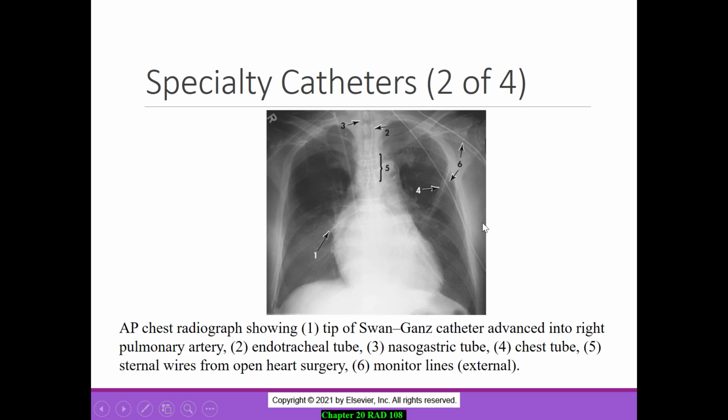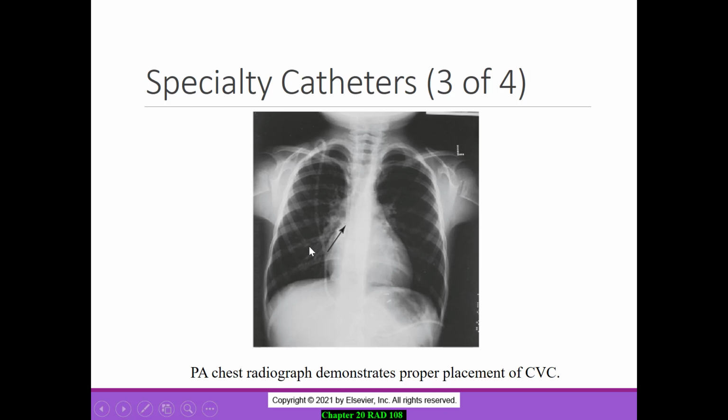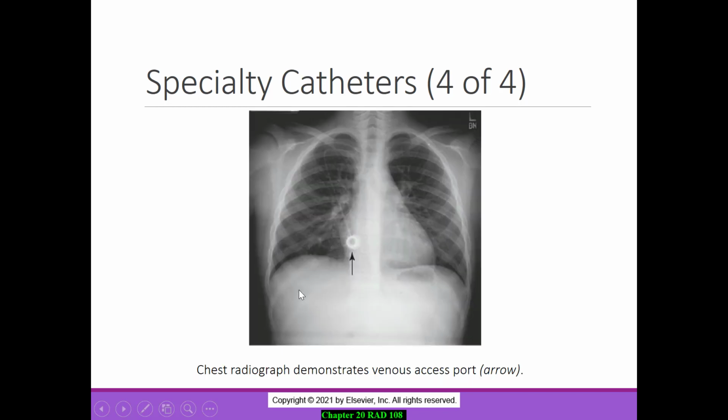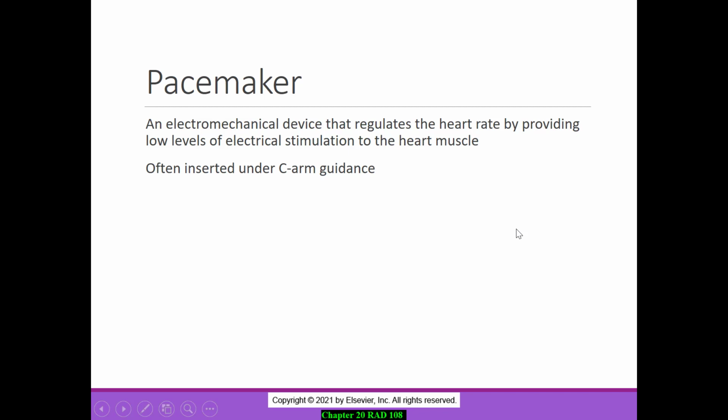So sometimes you're coming in and there's more than one thing that's been inserted into your patient. So here's one with the CVC on a PA chest, and here is the venous access port on a chest radiograph. So we do chest x-rays on a lot of patients for line placements.